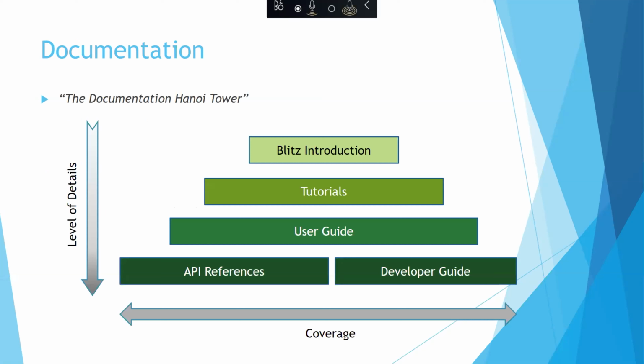And in DGL, we adopt this idea called the documentation Hanoi towers. As you can see here, we organize different kinds of documentations in multiple levels, and they serve different purposes. For example, for absolute beginners, you'll start from a brief introduction and then gradually learn about the tutorials on different topics. A central user guide will serve as like a manual book for people to look up different using scenarios, probably some corner use cases. And finally, we have API references and developer guide to cover more details.